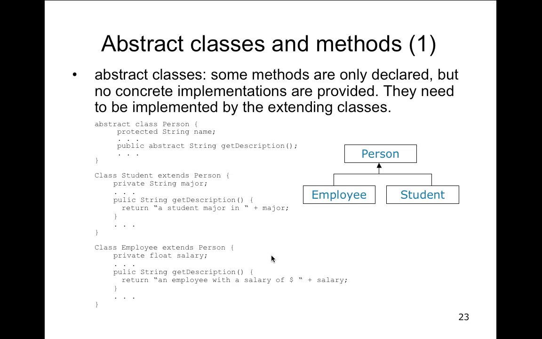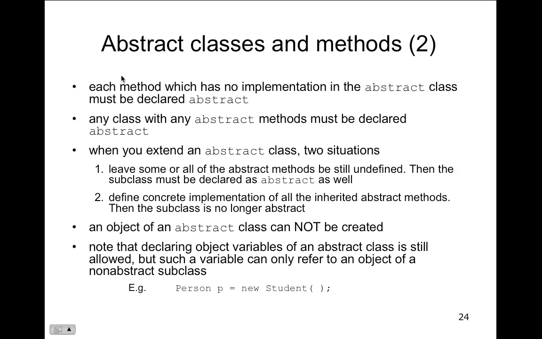So if we saw here, we have abstract class Person with an abstract method. You're going to run into this problem the first time you start using it: you're going to have to go back and say, oh, the class has to be abstract as well. Otherwise the compiler is going to come back and tell you, because it won't compile for you. And when you extend an abstract class, two situations occur. Either you leave some of the abstract methods still undefined, include them, and make them abstract.